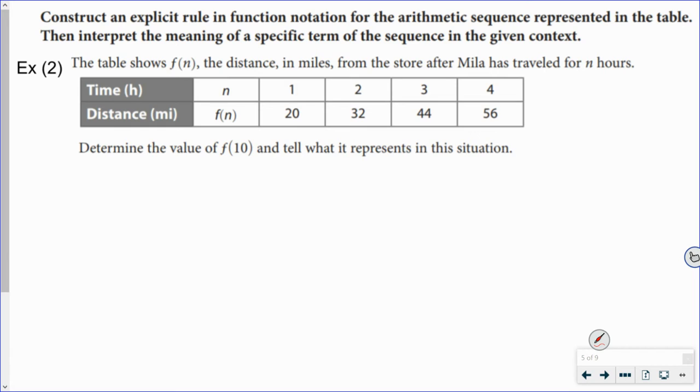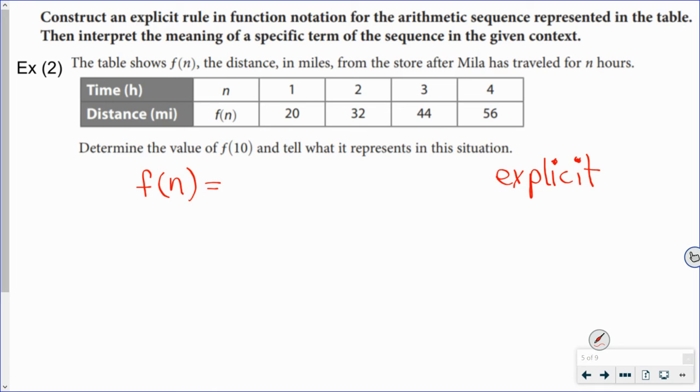Now, what we want to do is determine f of 10, and we want to write an explicit formula. Now, there's two things you have to have to write an explicit formula. What's the first thing you have to have? Do you remember? You need to know the starting value. We don't have a function yet, but we're going to write a function, and we're going to use the explicit formula. So you've got to remember what that is, and that's in your notes from before.